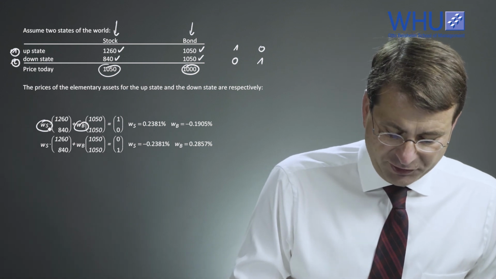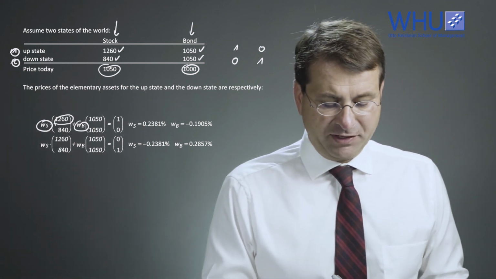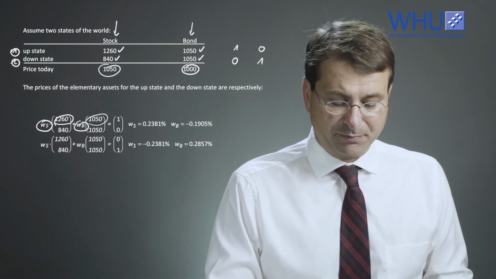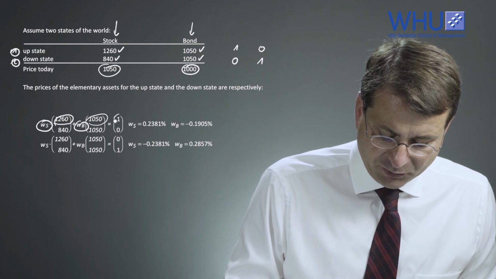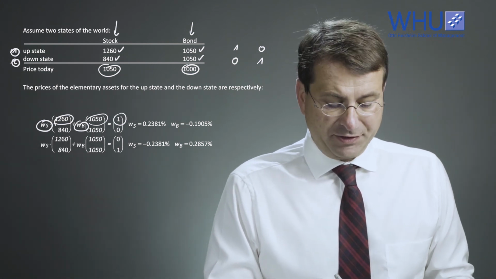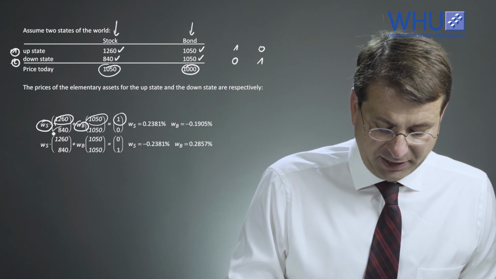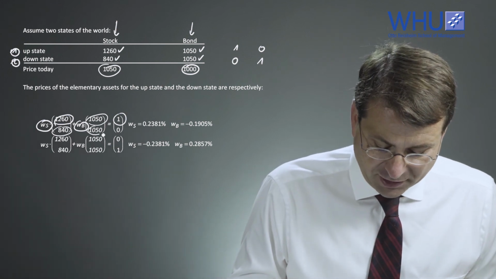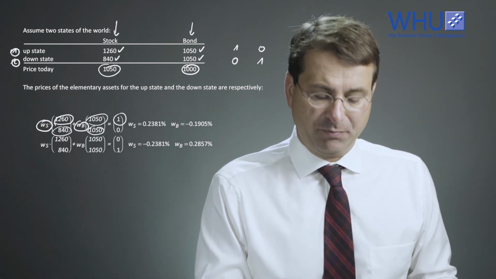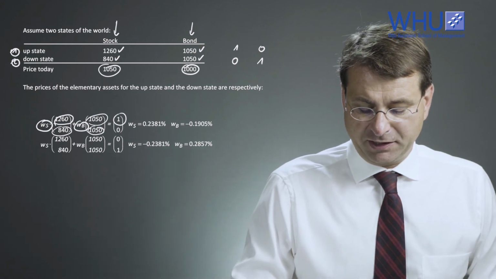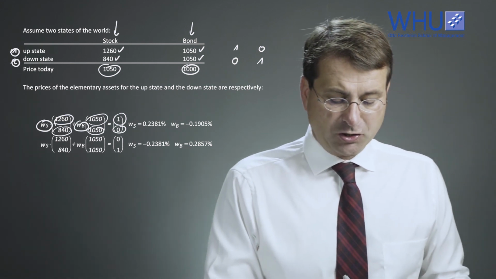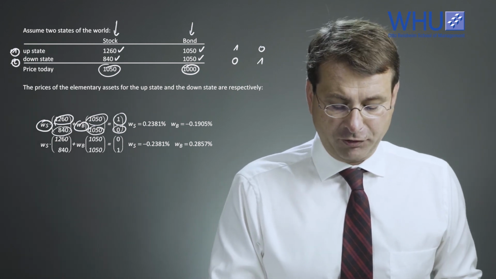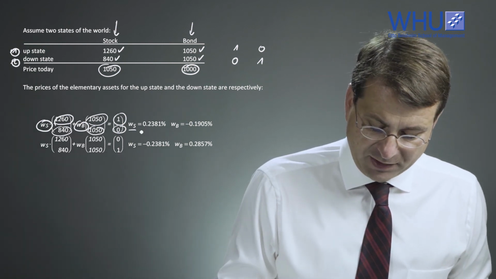So in other words, if we have WS times 1260, which is the payoff on the upstate, plus WB times 1,050, which is the payoff of the bond in the upstate, then the value is supposed to be 1. And at the same time, if we have WS times 840, which is the downstate payment of the stock, plus WB times 1,050, which is the downstate payment of the bond, it is supposed to yield a return of 0. In other words, we have two equations here. And those two equations can be easily solved for the two variables, namely WS and WB.